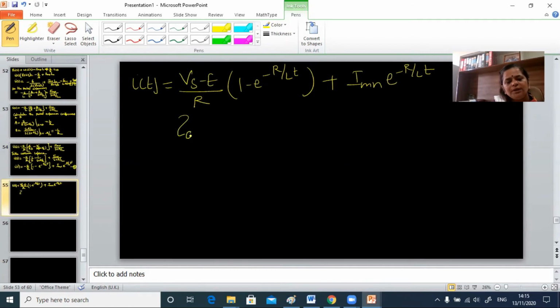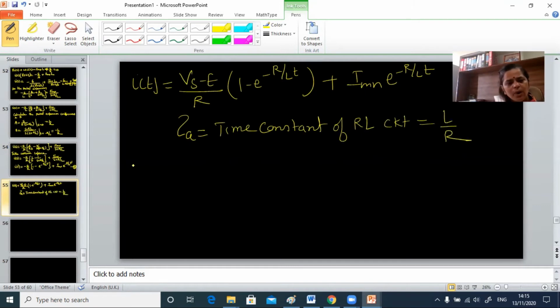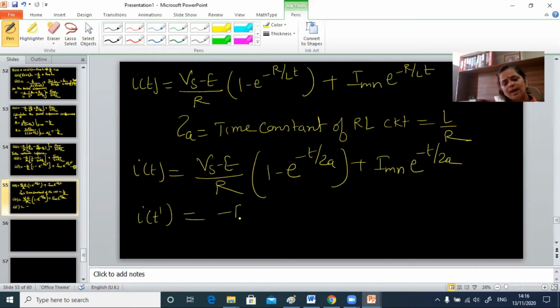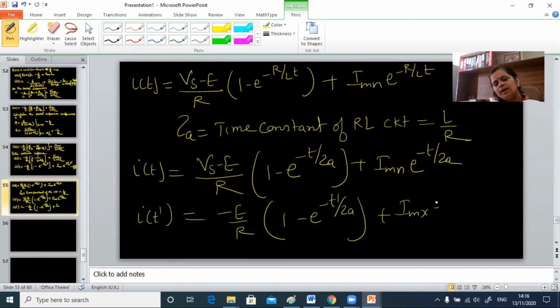Now we know that τ, the time constant of the RL circuit, I can write as L by R. So i(t) I can write as (Vs minus E) by R times (1 minus e to the power minus t by τ) plus I minimum e to the power minus t by τ. And i(t') I can write as minus E by R times (1 minus e to the power minus t' by τ) plus I max e to the power minus t' by τ.